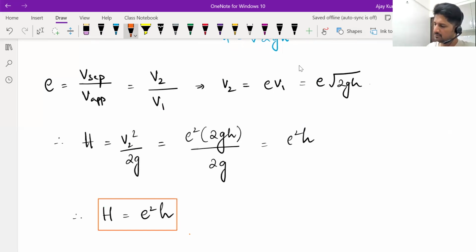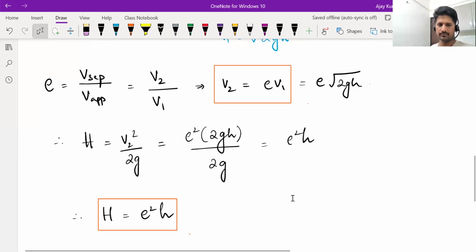The speed with which it rebounds is E times the speed with which it hits the ground. And the height to which it rebounds is E squared times the height from which it is dropped down to the ground. Is this clear? Rishi, did you understand? Yes, sir. Okay.